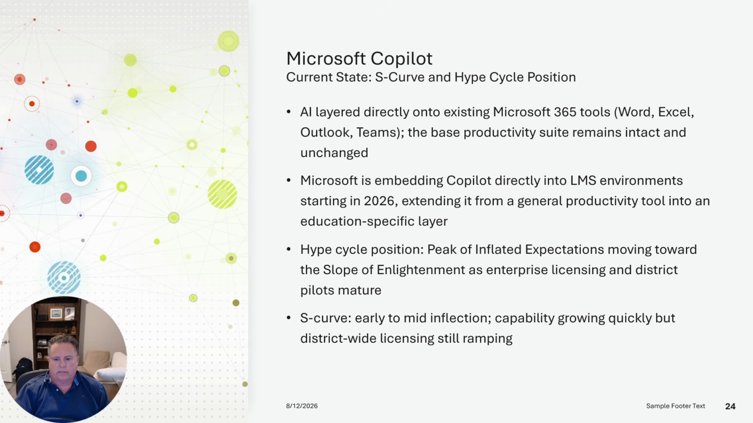Their hype cycle position is that of peak of inflated expectations, moving towards the slope of enlightenment as enterprise licensing and district pilots mature. Now on their S-curve, it's early to mid-inflection, and their capability is growing quickly, but district-wide licensing is still rampant.